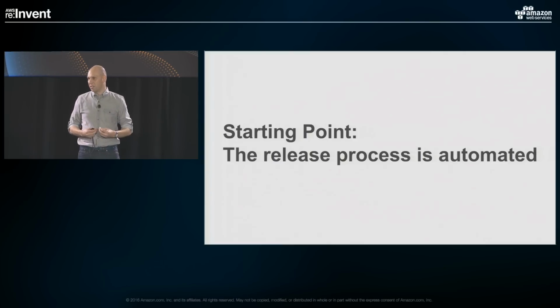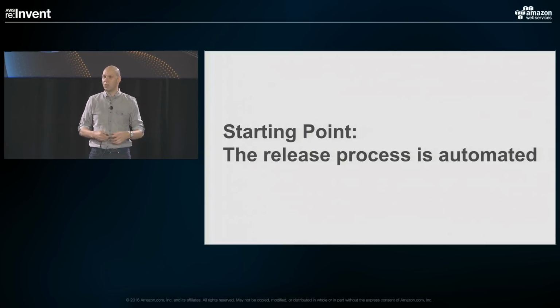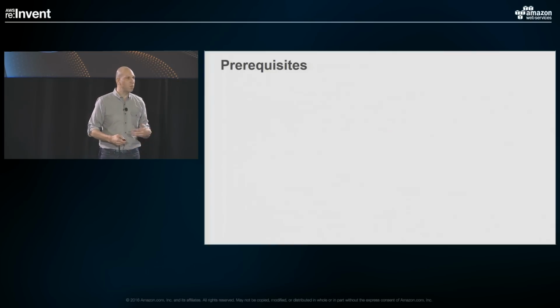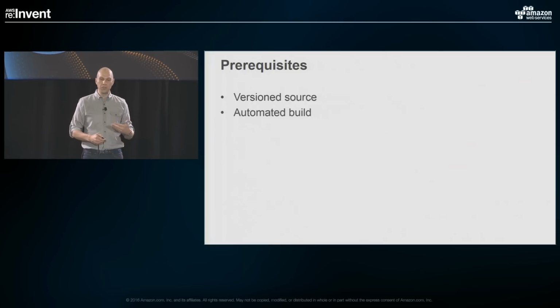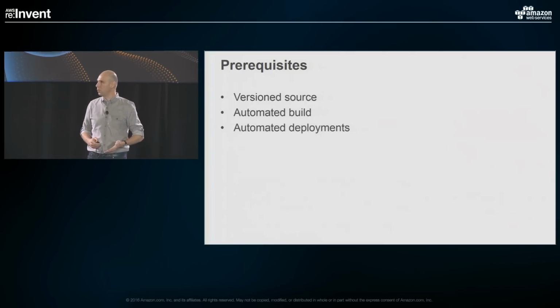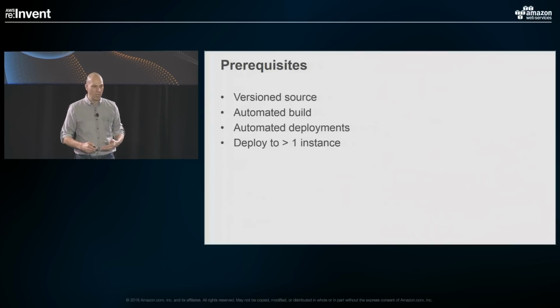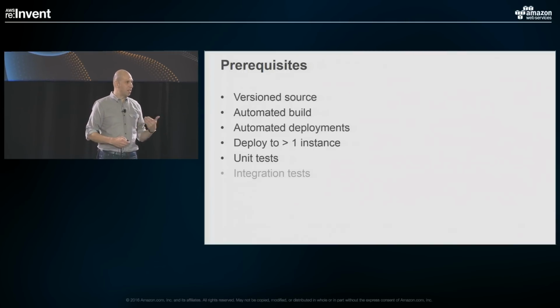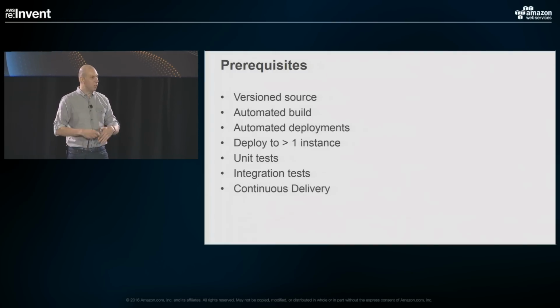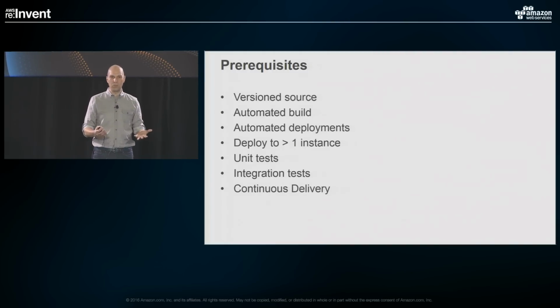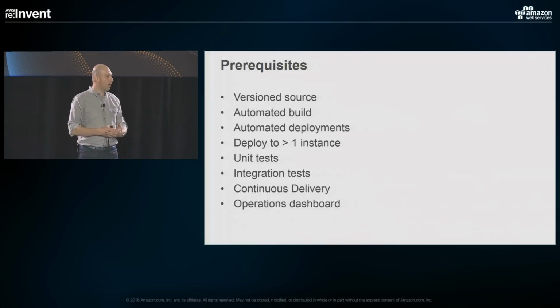A key component of being successful at continuous delivery is having all of your processes automated. This would mean that you already have your code in some sort of version control system, you've automated your builds and your deployment process, and you're probably deploying to more than one host at a time. You have unit tests and integration tests, which you have confidence in will catch regressions. And you've got this all tied together in some sort of automated fashion with a continuous delivery tool. You will also have an operations dashboard, which will give you real-time visibility into the health of your production system.